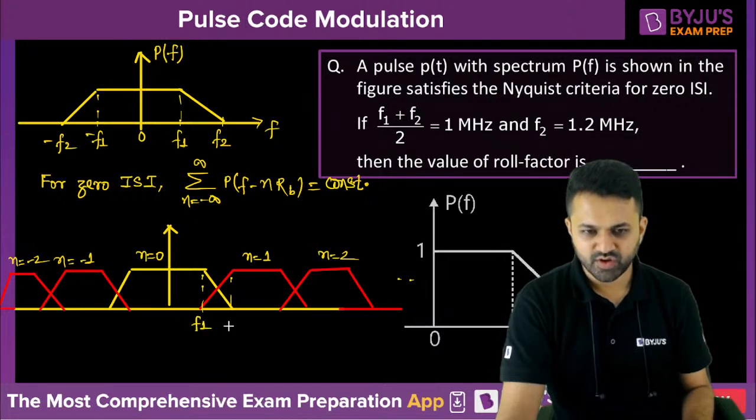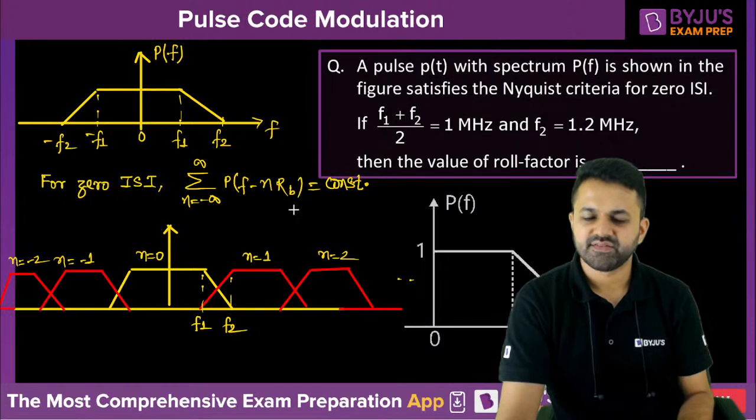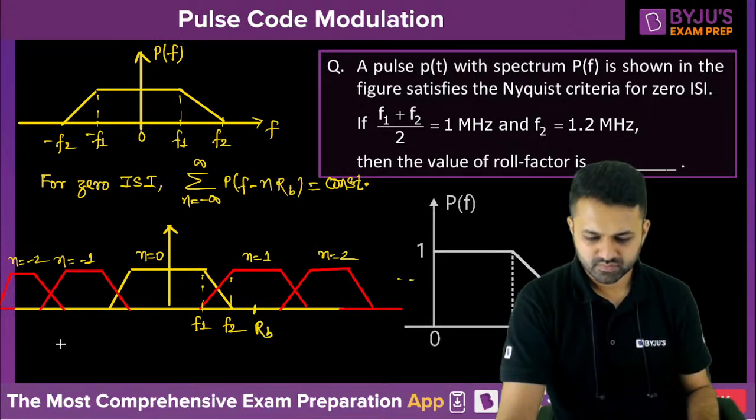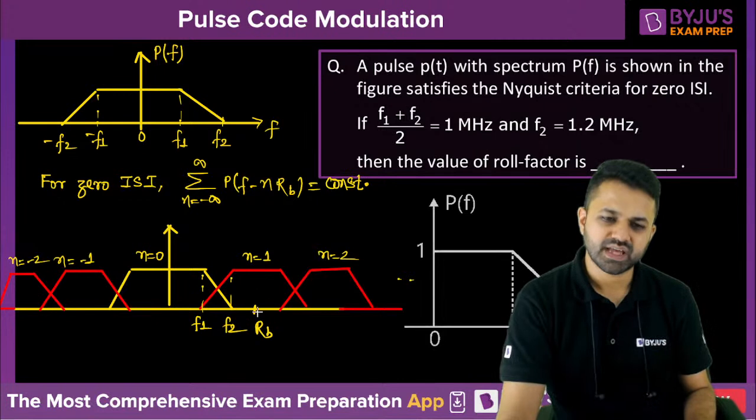So this is the value of f1 and this is the value of f2. In this question it is given that f1 plus f2 is equal to 2. So this is nothing but the value of Rb. You can see that up to this point this is f2, and this gap is f1.